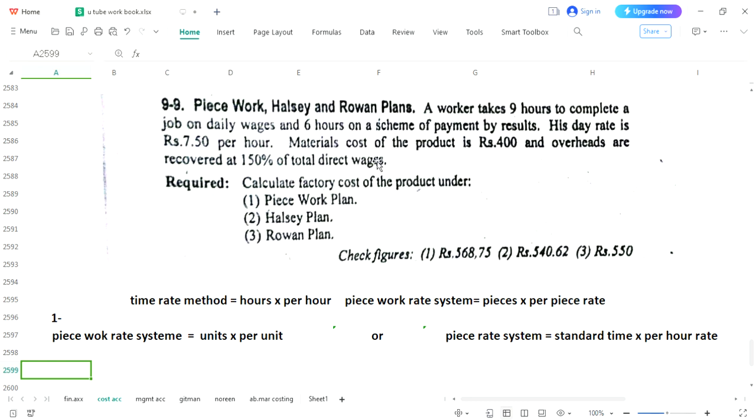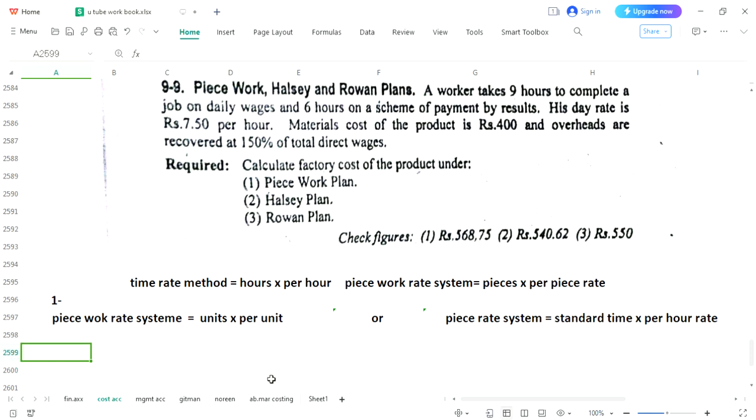Number of units are not mentioned over here, so it would not be possible for us to calculate the piece work rate system. Pieces are not mentioned, per piece rate is not mentioned. We could calculate per piece rate, but in the absence of pieces, this formula would never be completed. That is why in previous questions we have introduced this formula, and in this part we will use the same formula for the calculation of total wages.